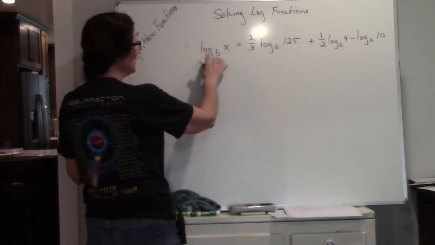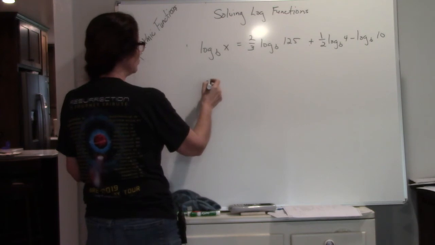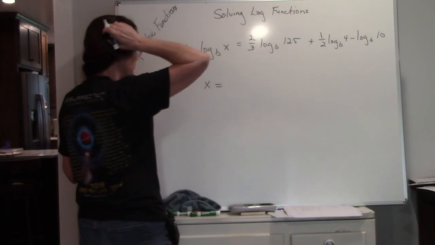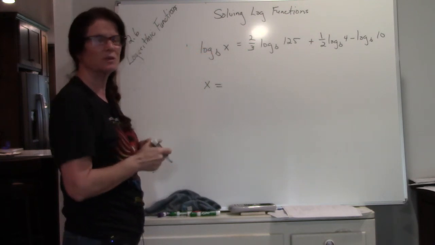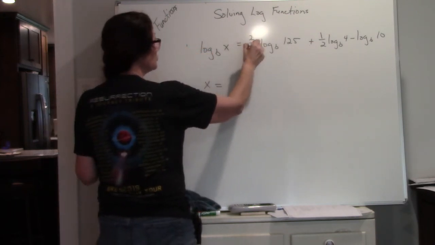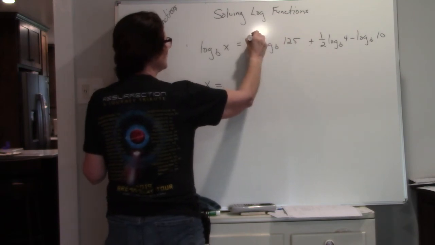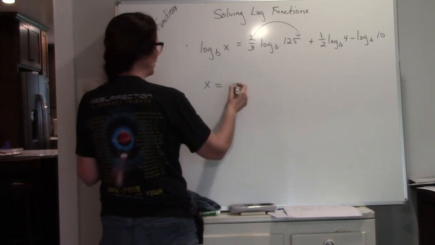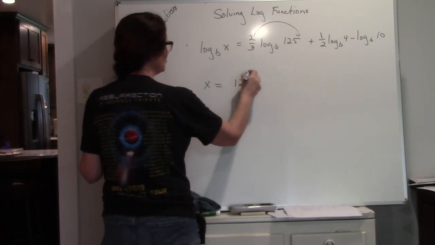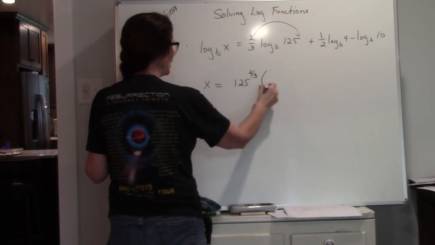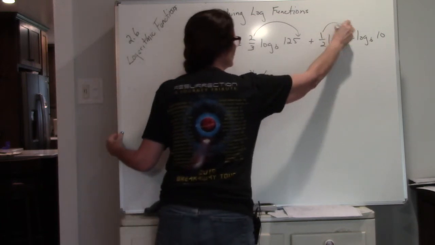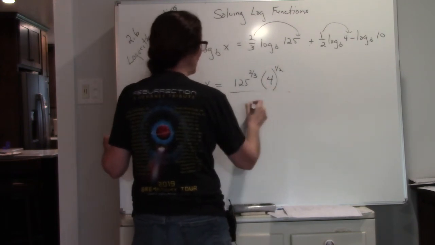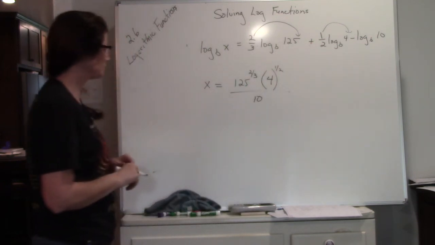And I have log base b of x. So we can go through and do x equals, because all of the bases are the same, now I can just deal with the exponents. So remember, this is 2/3 times, which means this is going to become the exponent on 125. So I have 125 raised to the 2/3 times 4 raised to the 1/2 divided by 10, because it's a minus sign.